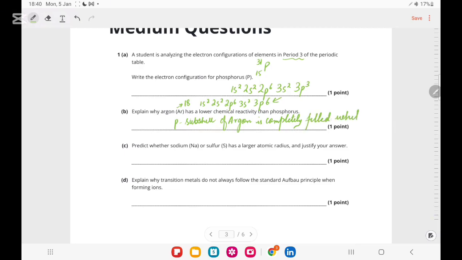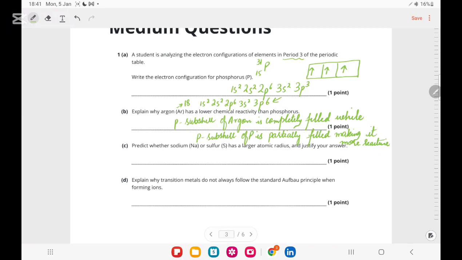While the p subshell of phosphorus is partially filled, making it more reactive. Because the p subshell of phosphorus is like this. There are 3 orbitals for the p subshell and they are partially filled, so it has the vacancy of 3 more electrons, so it makes it more reactive.